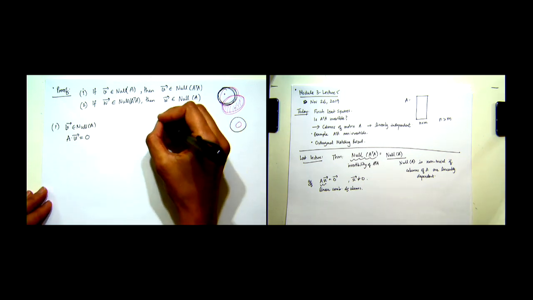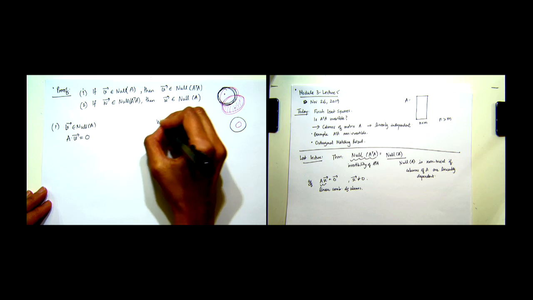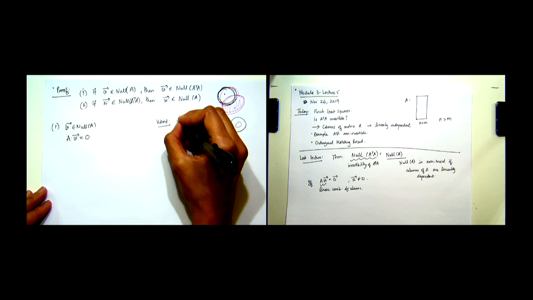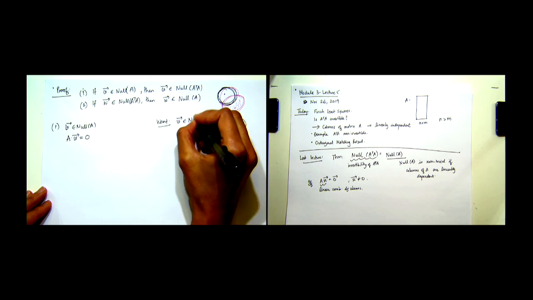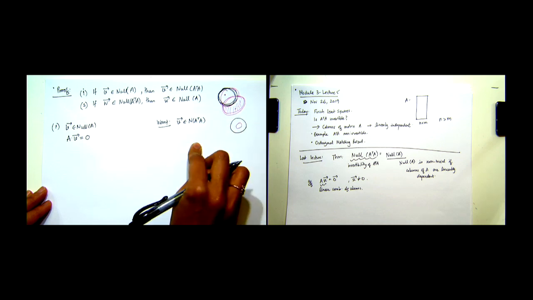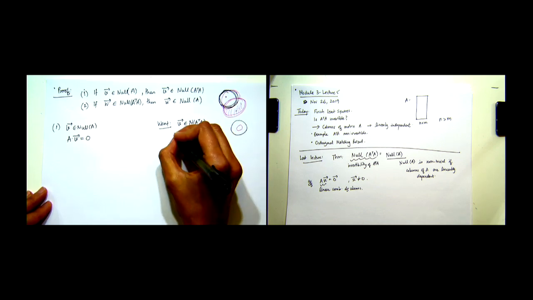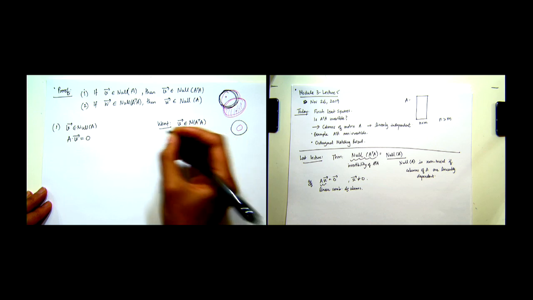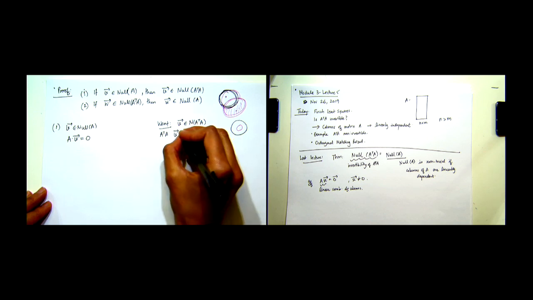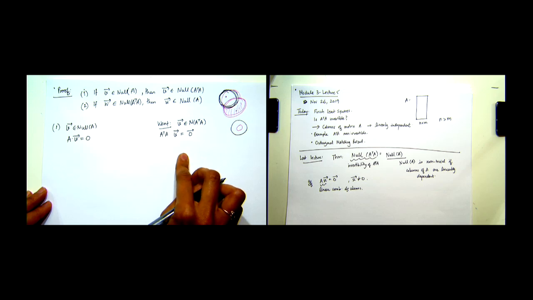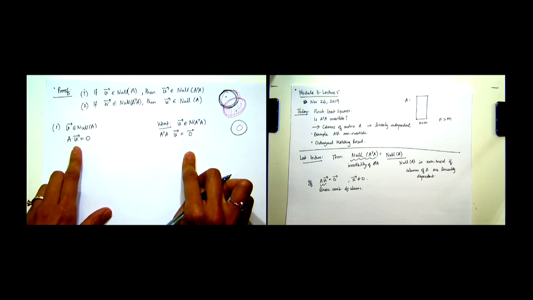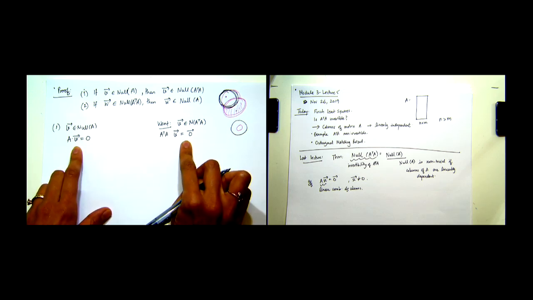What do I want? I want to have V belonging to the null space of A transpose A, right? This means I want to have A transpose A times V is equal to 0. Right? This is what I want to get. So how do I manipulate this to look like this?